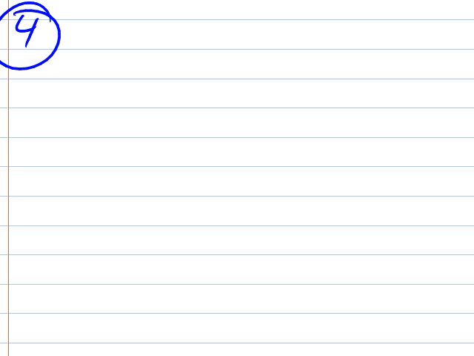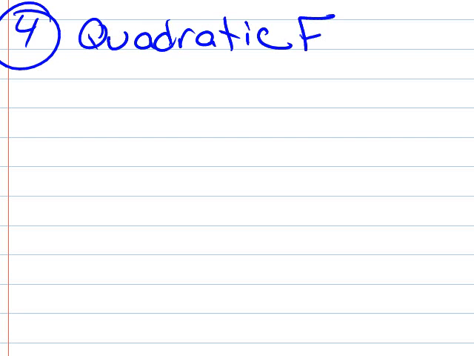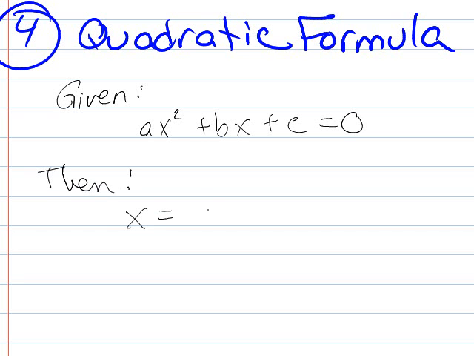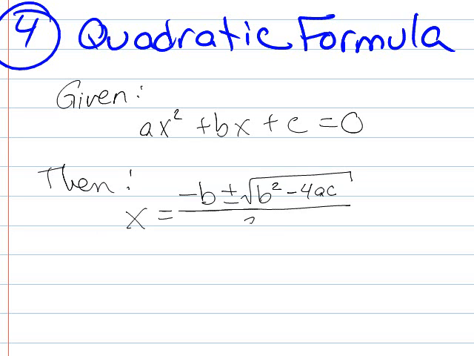So now finally is the fourth method, and that fourth method is going to be using the quadratic formula. Now, the quadratic formula says if you're given something that looks like ax squared plus bx plus c equals 0, then x, no matter what, is going to be equal to negative b plus or minus the square root of b squared minus 4ac all over 2a.